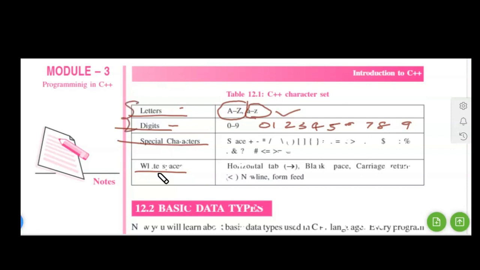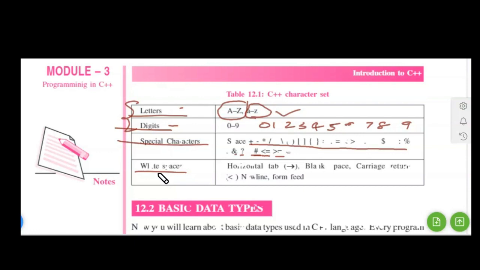These are included. Special characters are something like this. These are the special characters that you can see here, though some are not clearly visible. They include plus, minus, multiplication, division, brackets, dollar, percentage, ampersand, question mark, hash, less than or equal to, greater than or equal to. All these things are known as special characters.